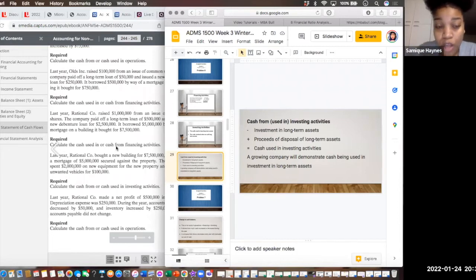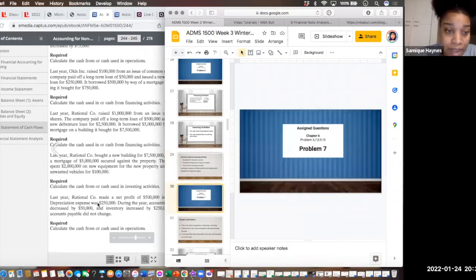Proceeds of disposal of long-term assets. What will happen if we sell an asset and we get, what do we get? We sell a long-term asset, we dispose of it, so we're going to get some money, so cash up. And that will give us the cash used in investing activities. This one is very simple as well. So a growing company will demonstrate cash being used in investment in long-term assets. So let's look at problem 7 now, okay?